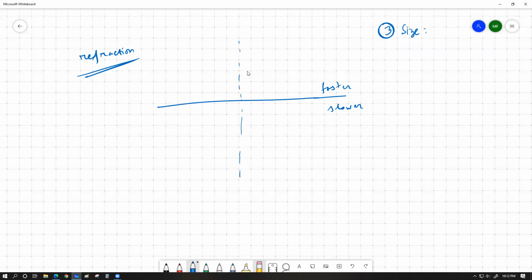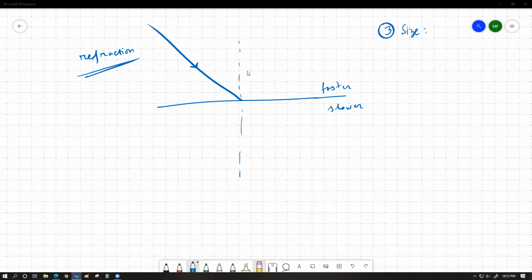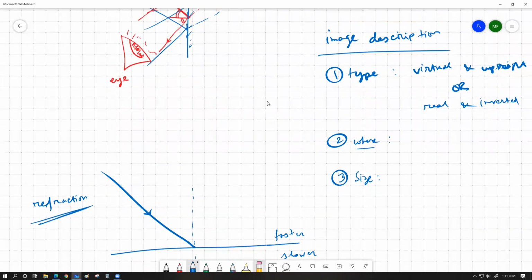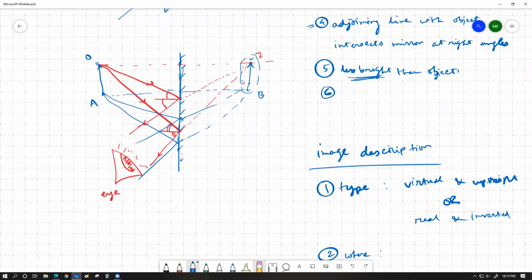A light ray comes in from this angle, and it means that if this slower medium did not exist right over here... Is it the same when we just put up a light source towards the mirror? Yes. Even if we put up a light source against the mirror, the image would still be less bright.